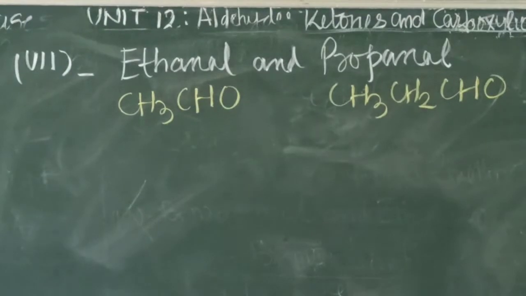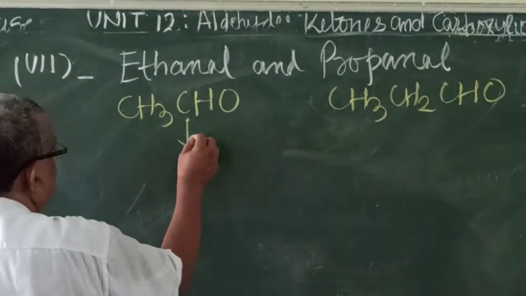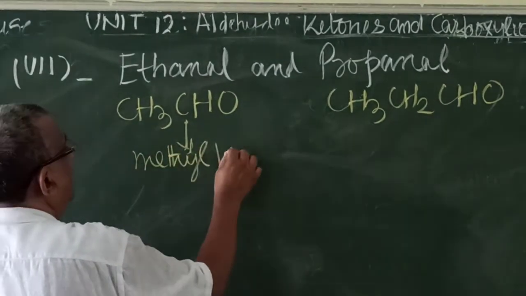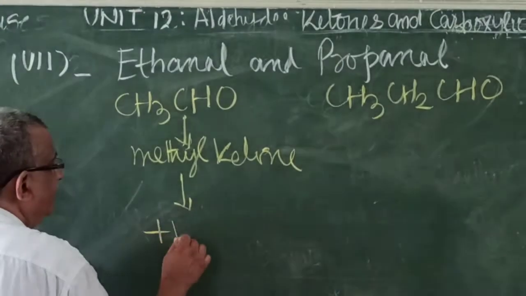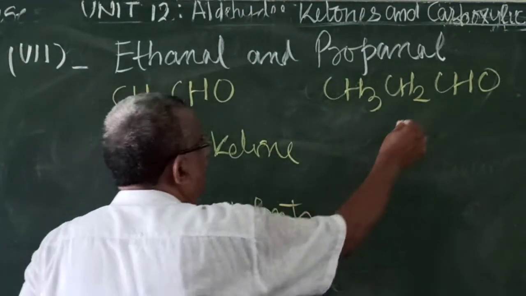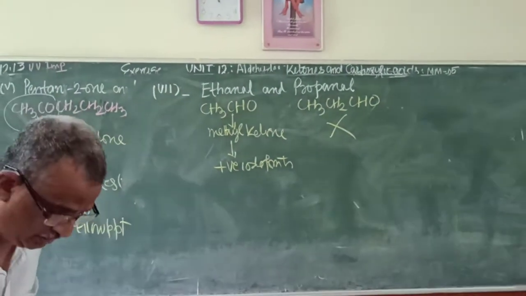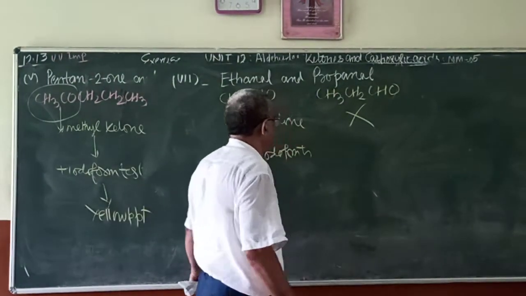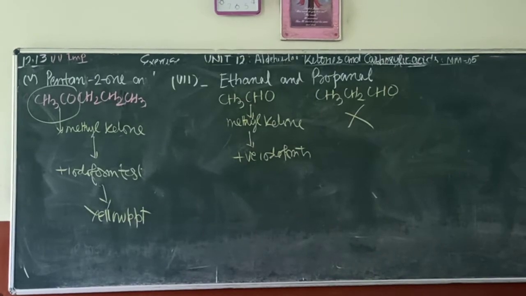Again, see here, this contains methyl ketone. Since this contains the methyl ketone, this will give a positive iodoform test. This will not give the positive iodoform test. So, this is the difference between ethanol and propanol. A very, very important exercise. Please do it very, very carefully.